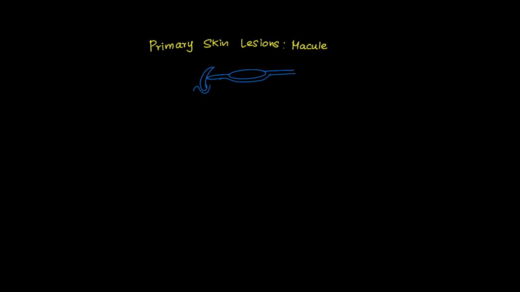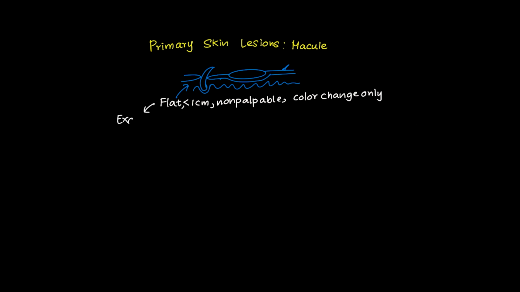The scenario describes a flat, discoloured spot under 1 centimetre that you can't feel with palpation. No elevation, no fluid. That's a macule. A macule is a flat, non-palpable spot smaller than 1 centimetre that differs in colour from the surrounding skin. A freckle is a classic example.